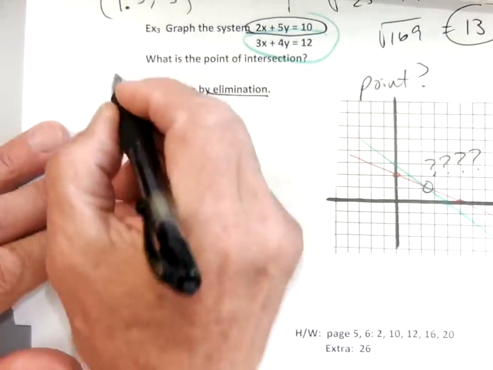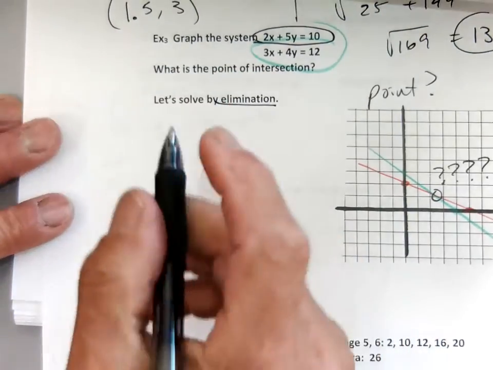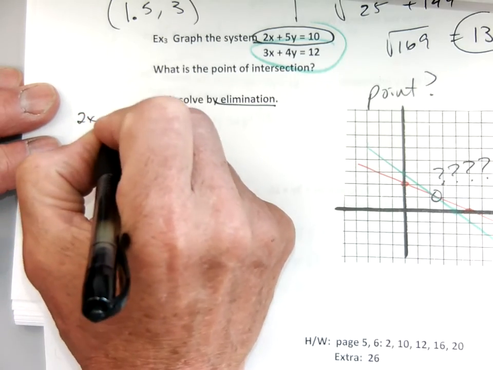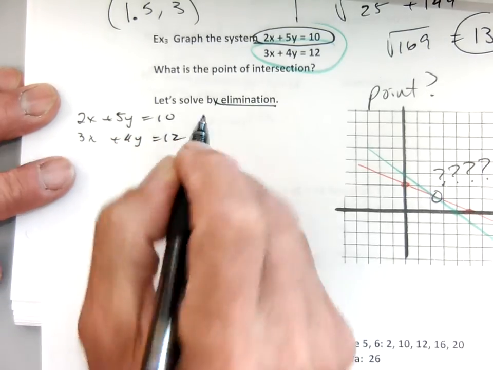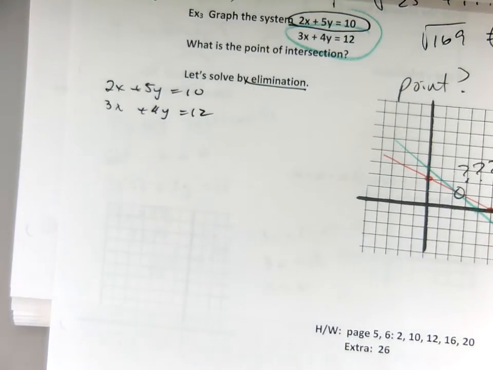Let's see if you remember elimination. So, you ready? I'll go through this with you slowly. I've got 2x plus 5y equals 10 with 3x plus 4y equals 12, okay? Let's eliminate the x's. If I make this 6 and this -6, what happens to the x's? Eliminate, right? How do I make this 6? Multiply by 3. How do I make this -6? Multiply by -2. It's kind of like a common denominator, okay?